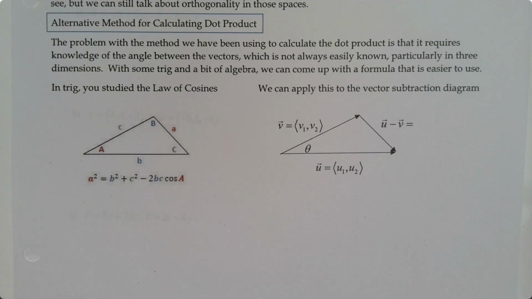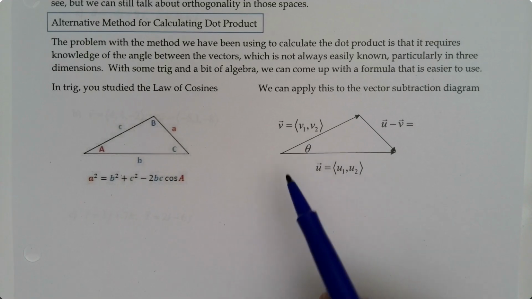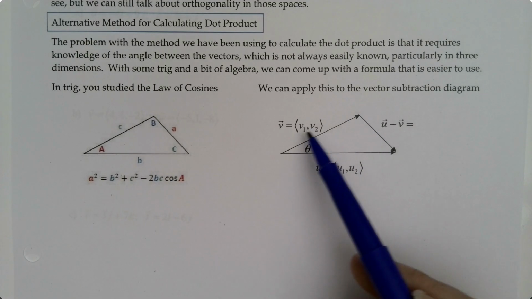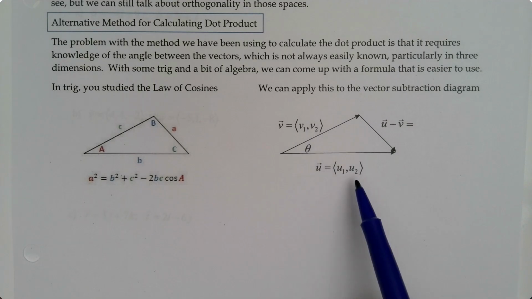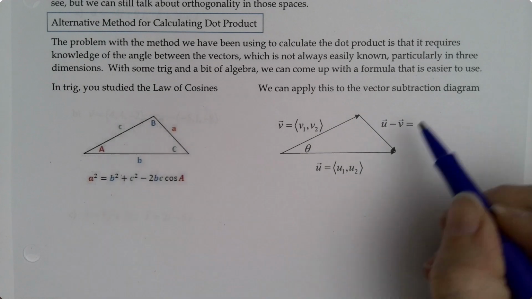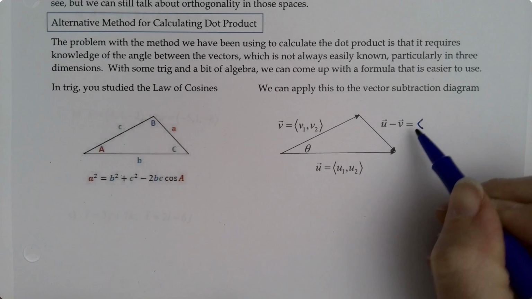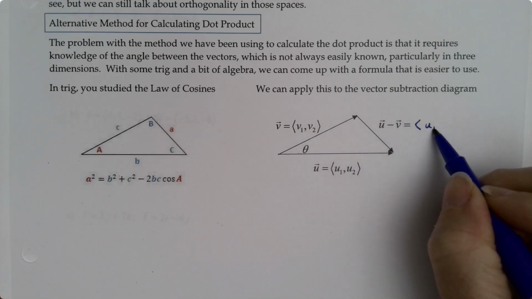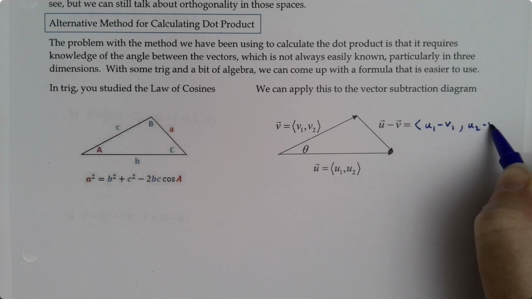Well, suppose the sides of that triangle were made up of vectors. So we have a vector v right here, which is v1 and v2, and a vector u, which is u1 and u2. So this side over here, which is the equivalent of a, is vector u minus vector v, which would be u1 minus v1 and u2 minus v2.